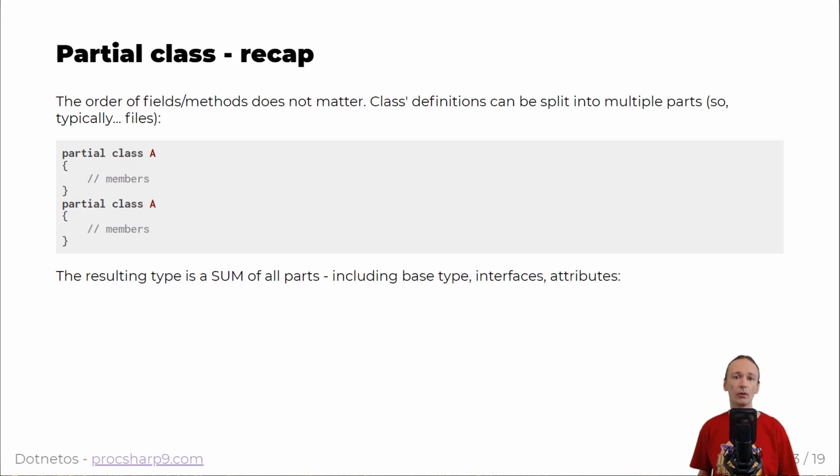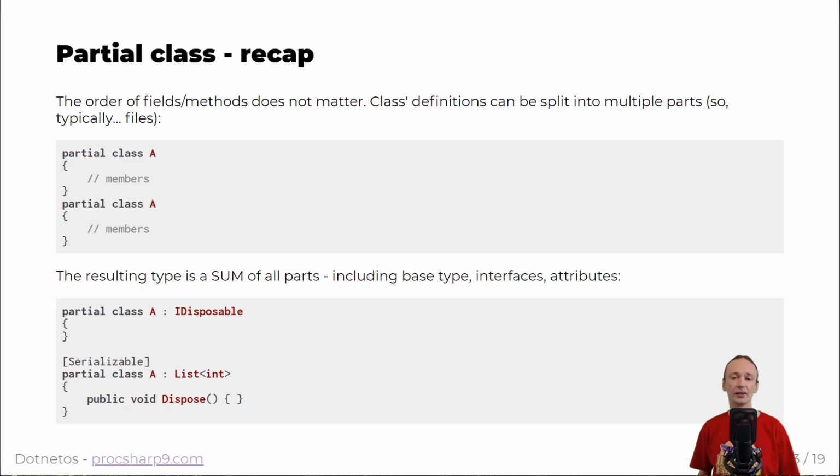And this includes all things like base types, interfaces, attributes, and so on. Obviously, it also is about fields and all members. So all the methods and all the fields, all the setters, getters, properties in general are summed into a single class from all those partial definitions.